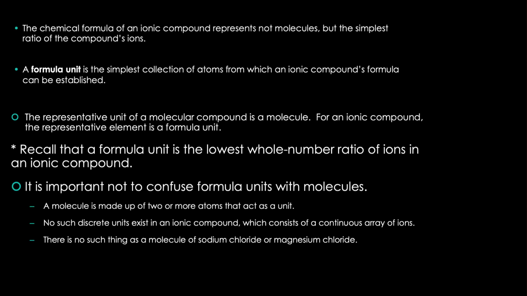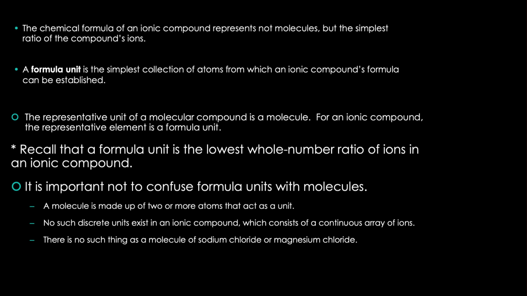So the chemical formula of an ionic compound represents not molecules, but the simplest ratio of the compound's ions, and that's a formula unit. Once again, formula unit is the simplest collection of atoms from which an ionic compound's formula can be established. The representative unit of a molecular compound is a molecule. For an ionic compound, the representative unit is a formula unit. Recall that a formula unit is the lowest number ratio of ions of an ionic compound.